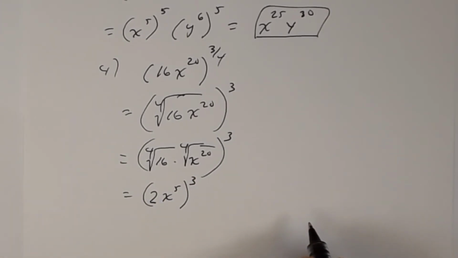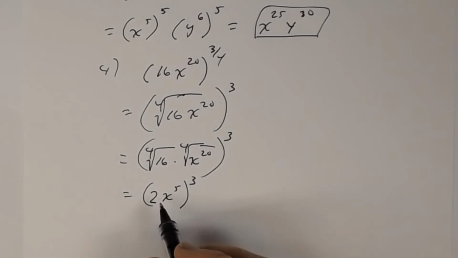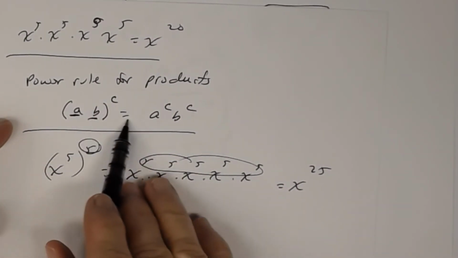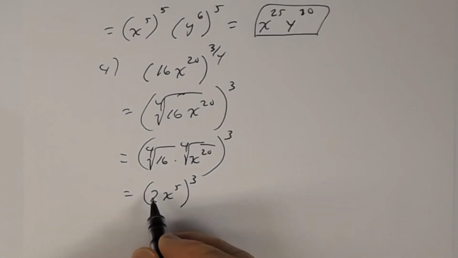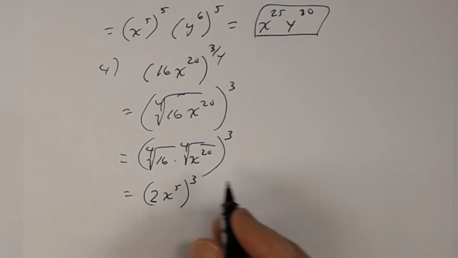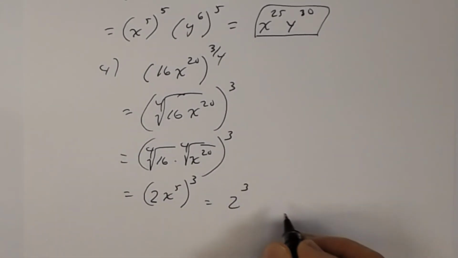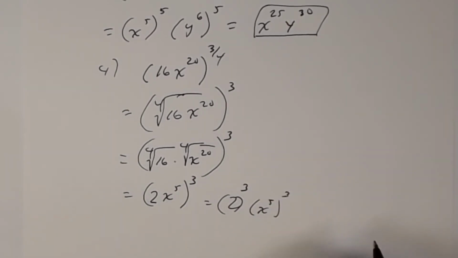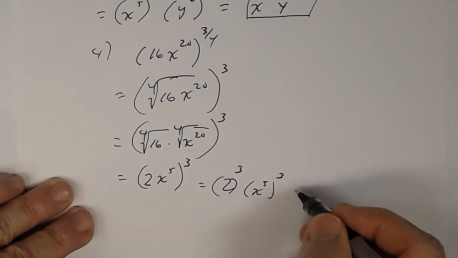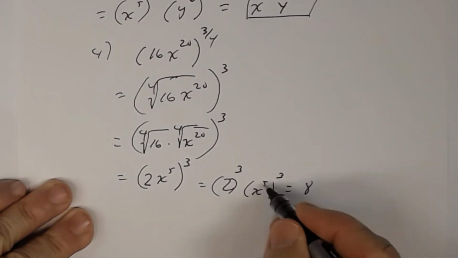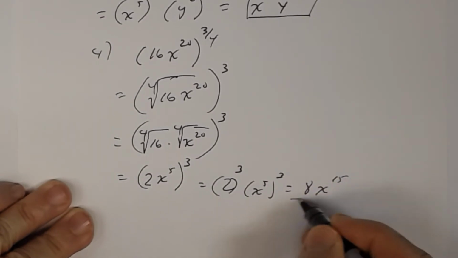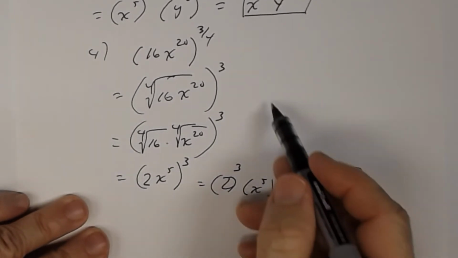Okay? So now, many students have an issue with this constant here. So be careful. You're still using this idea, the power rule for products. So basically, you're going to take each factor, take this, raise it to the third, and take this, x to the 5th, raise it to the third. And so 2 to the third is 8. x to the 5th raised to the third, power raised to a power, you multiply exponents, 5 times 3 is 15. So there's your answer. Okay, so there's your work.